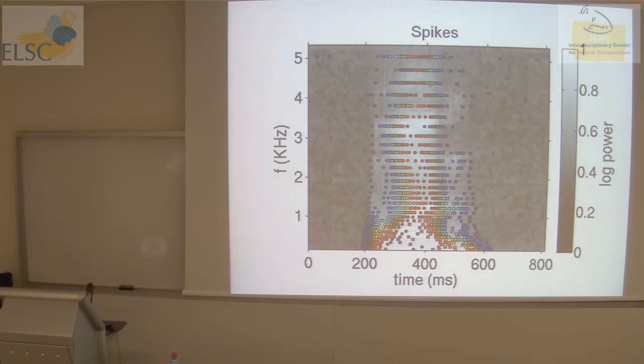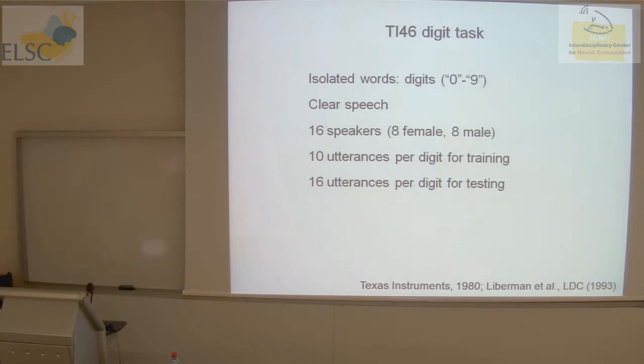Okay, this is how our spikes look once we run it through this front end. So we see that the spikes essentially trace out the spectrogram. Here each color codes the level of the threshold. The circles are onset and the squares are offset. Okay, now I go to one of these meaningless databases from computer science. This is the TI46 digit task. It's isolated words from 0 to 9. It's like the handwritten digits, but for sound. It's clear speech, 16 speakers, female and male, and we have a fixed training and test set, so we can compare to other people.